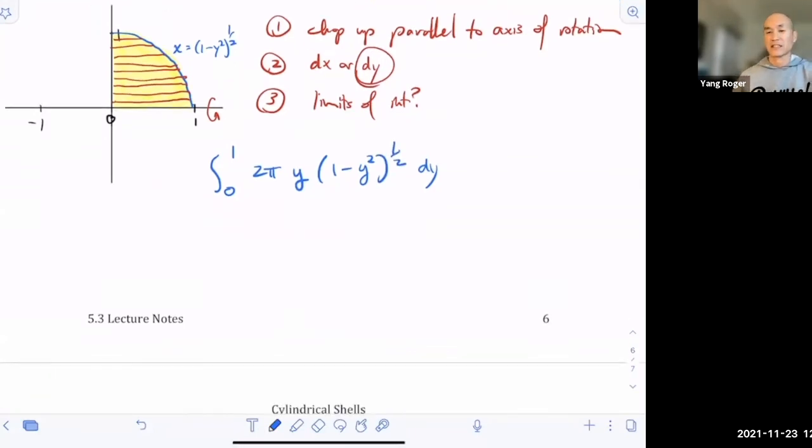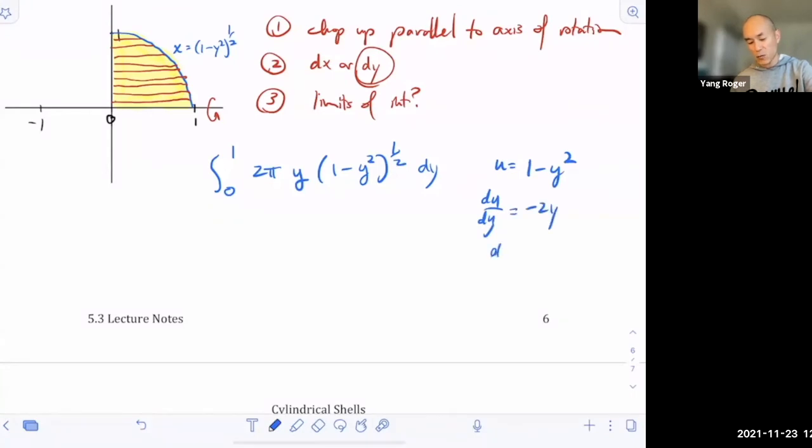How do I integrate this? We can't distribute the square root. That's impossible. Doesn't work. So you can't solve it algebraically, which means you got to use u substitution. What should u be equal to, my friends? One minus y squared is correct. That makes du dy equal to negative 2y. This makes dy equal to negative 1 over 2y du.